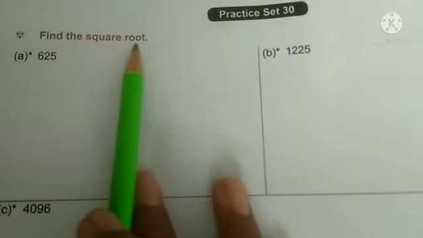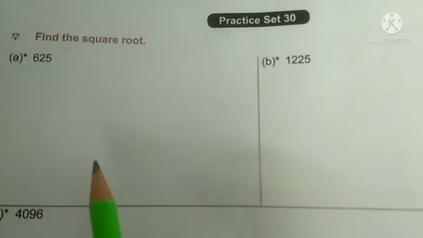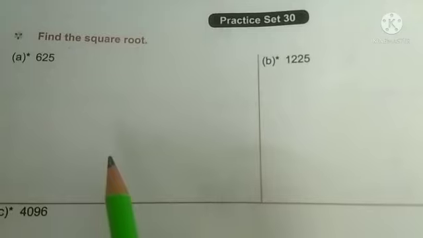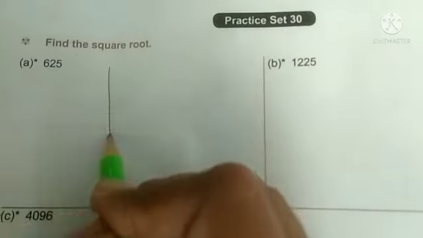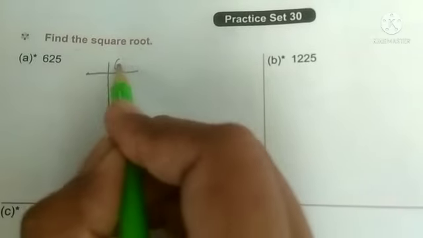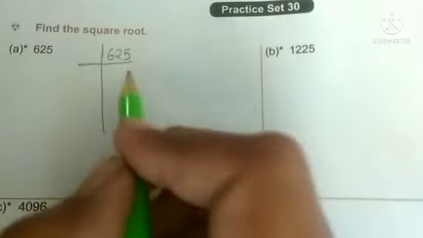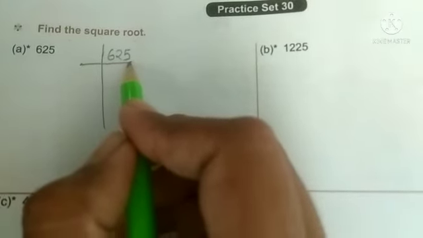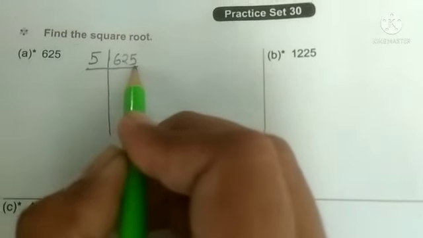Now let's see practice set 30. See, find the square root. Now here you have to find the square root. So how are you going to find it? Here we will find the square root with the help of factorization. So let's first do the factorization of 625. Here you have to use the test of divisibility. Clear? Now 625 is divisible by which number? It is divisible by 5. Why? Because 5 is in the unit place.